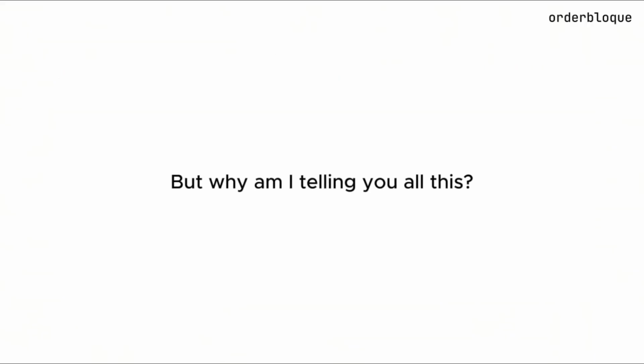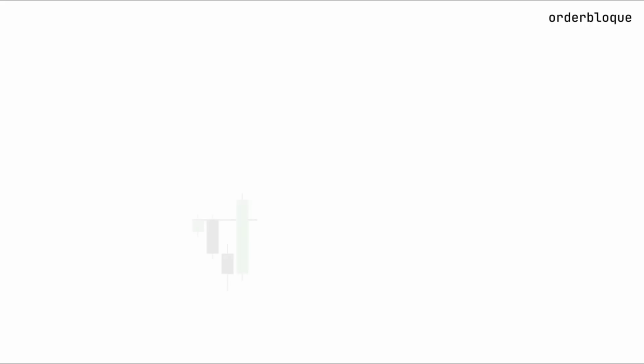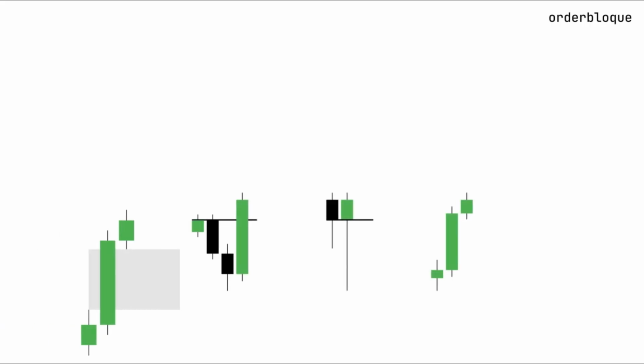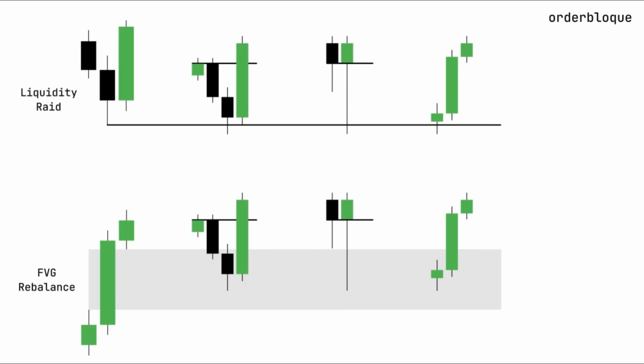But why am I telling you all this? Simply because we can apply the exact same upgrade system to our variables to improve their probability of working out. First, the simplest and most effective improvement for order block, rejection block, and fair value gap variables is to pay attention that they form in the context of a fair value gap rebalance or liquidity raid from older lows or highs. I emphasize, these zones attract the highest trading volume, showing strong market participant interest.